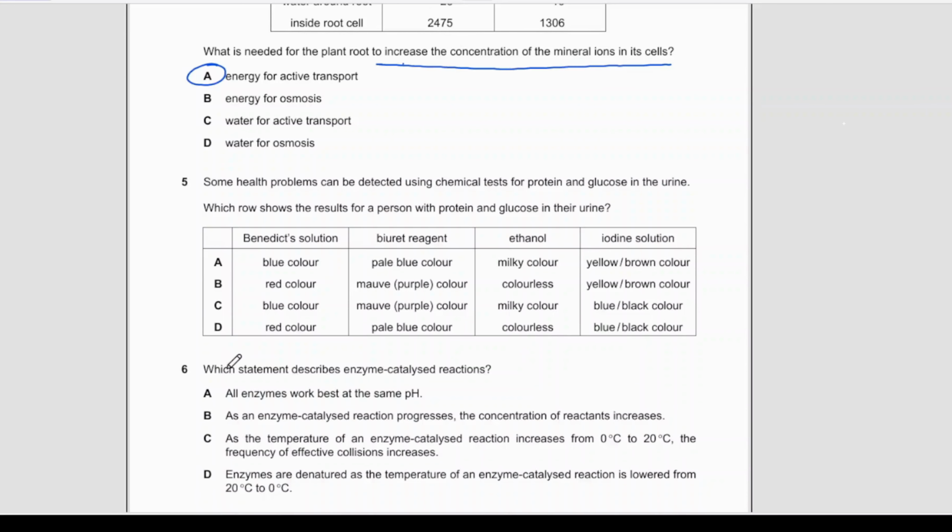Okay, some health problems can be detected using chemical tests for proteins and glucose in the urine. So glucose shouldn't be present in the urine. A healthy person does not have glucose or protein in their urine. We have discussed this earlier in the previous paper. Which row shows the result of a person with protein and glucose in their urine? Which test would be positive for protein and glucose?